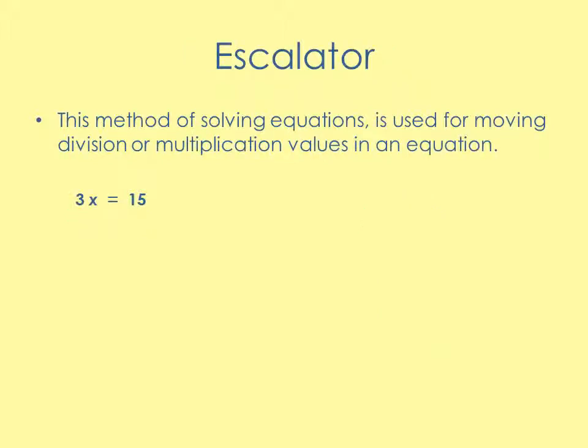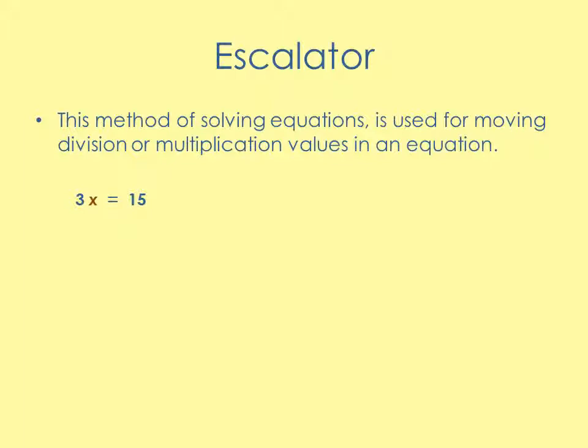The second method or technique we're going to use for solving equations is when we are using or moving division or multiplication values in an equation. So in this instance, we've got 3x equals 15. Now as we can see, when you've got 2 values or a letter and a value together with no symbol between them, it represents it being multiplied together. So in this instance, we want to find x.